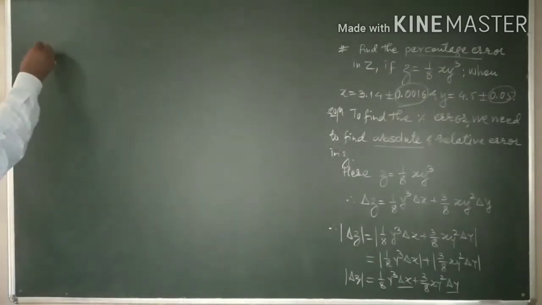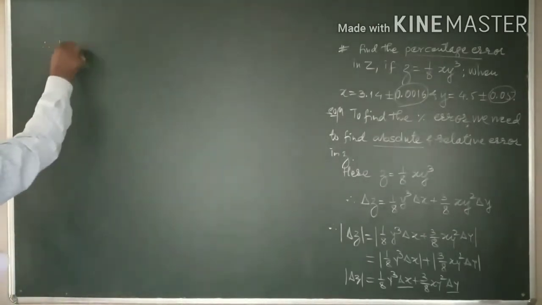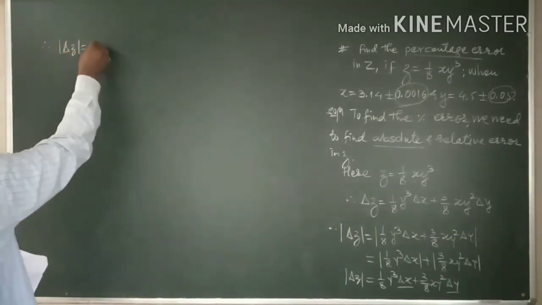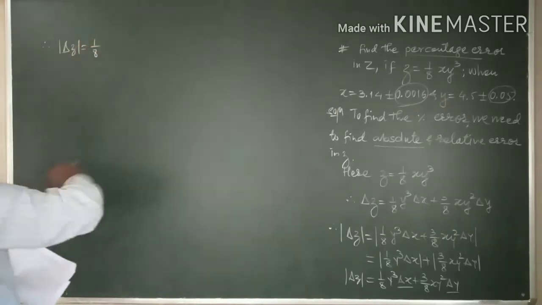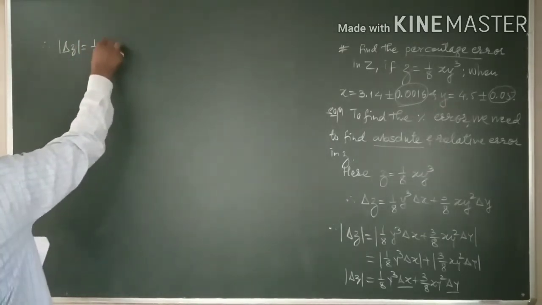Okay. Therefore, what we have here, the absolute value of del z is equal to 1 over 8. The value of x is what? 3.